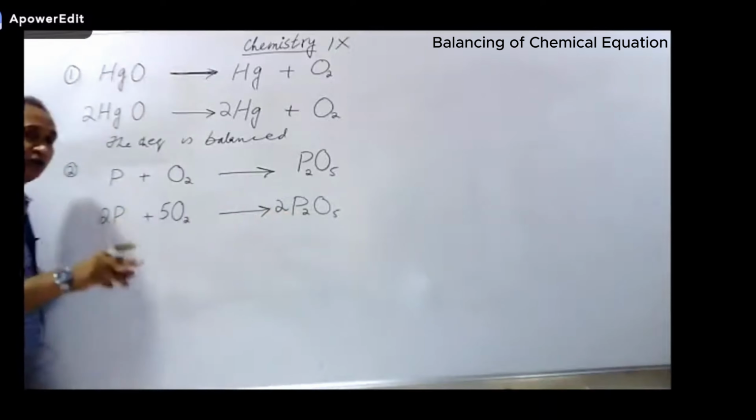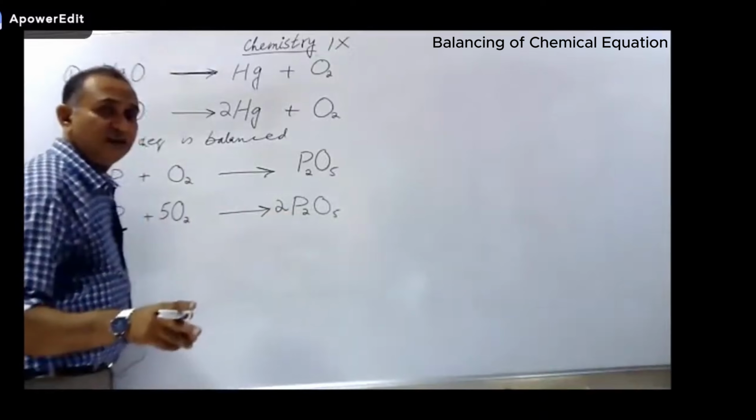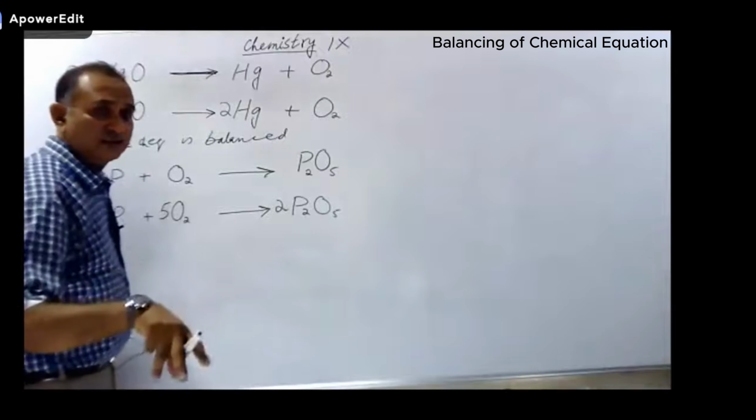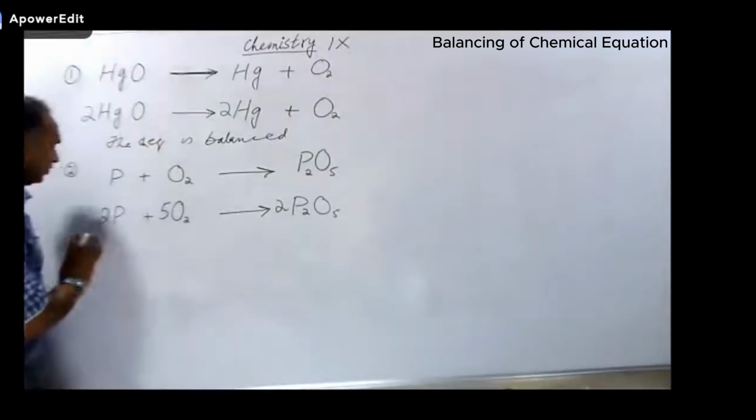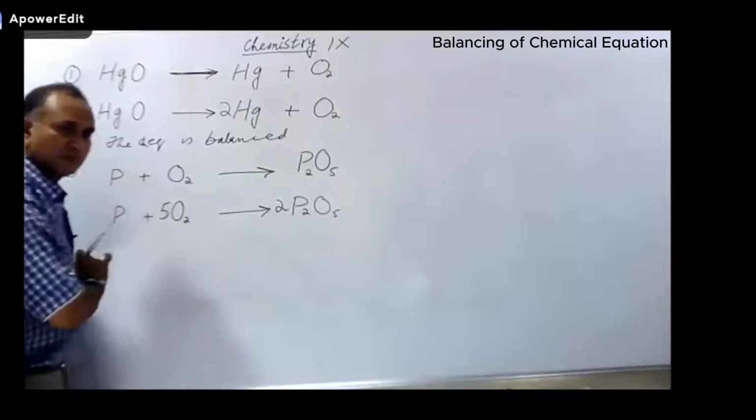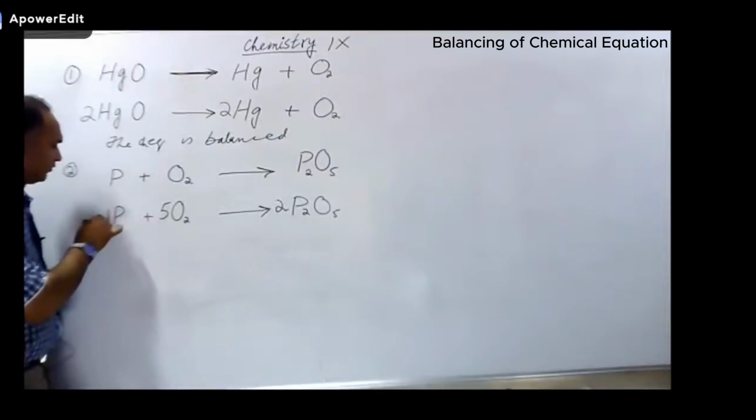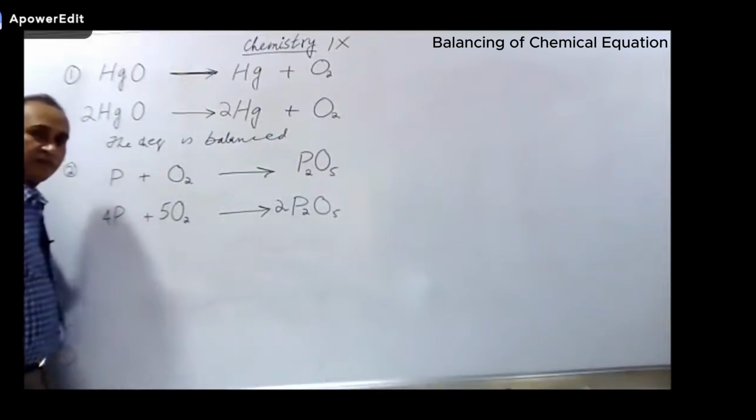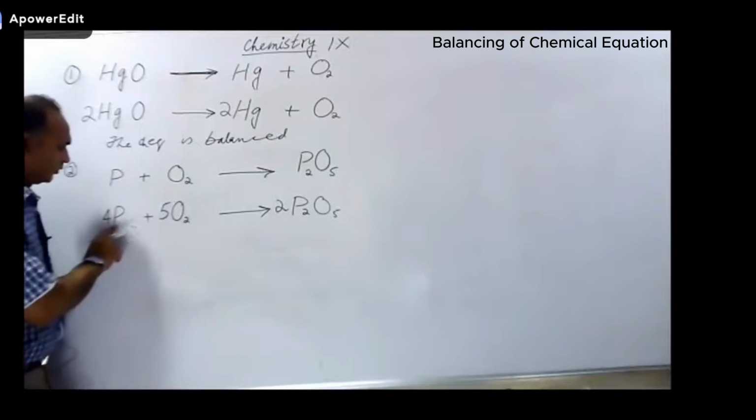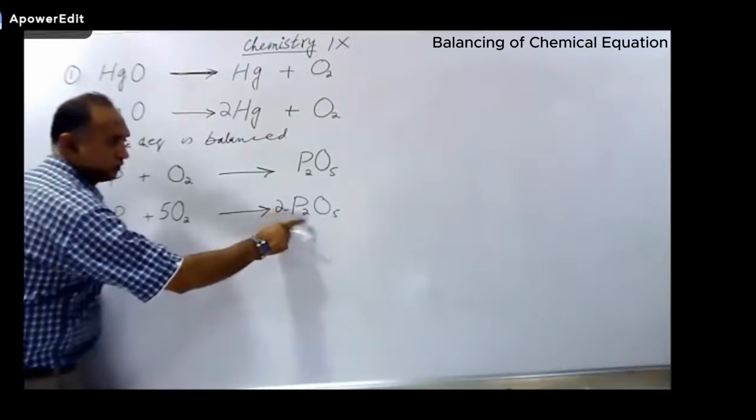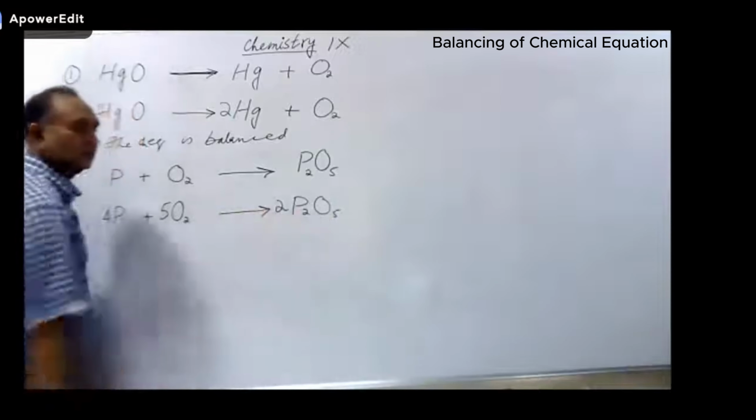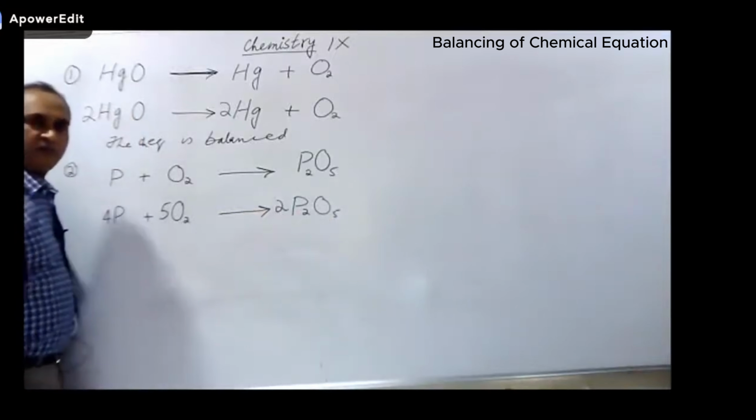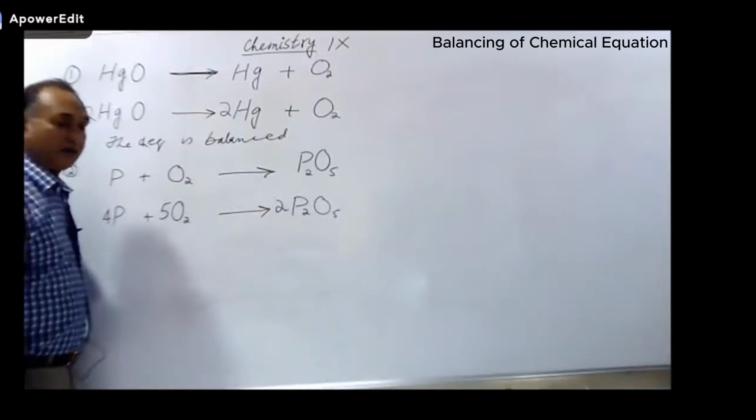So that's why I told you to do it with pencil until it is finalized. Once it is finalized, then you will write with the pen. So I will erase it and write what? 4. So 4 phosphorus, 2 to the 4 phosphorus, 5 to the 10 oxygens, 10 oxygens, balanced. Okay?